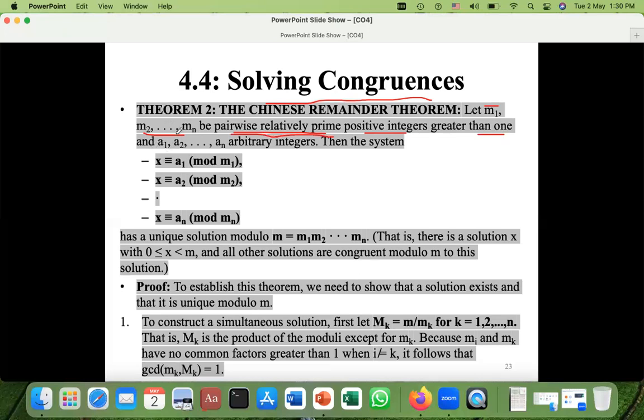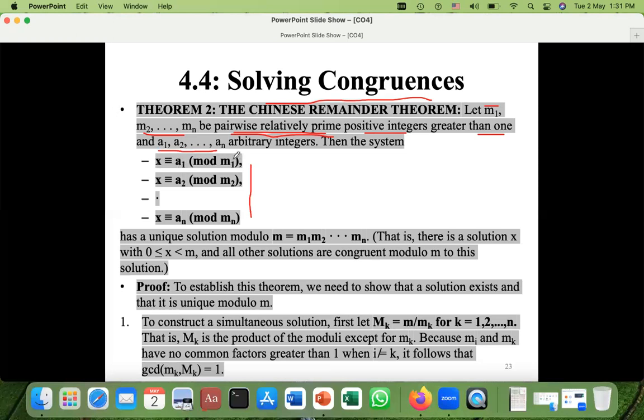Anyhow, this is the statement of the theorem. And there are some other numbers, a1, a2, and so on, an, which are simply arbitrary integers. And if you write these numbers into the form of congruences, then you have x congruent to a1 mod m1. So this is also the statement of the theorem. Okay, we have not started the proof or the solution for this theorem yet. So this is the statement of the theorem. So we have x congruent to a1 mod m1.